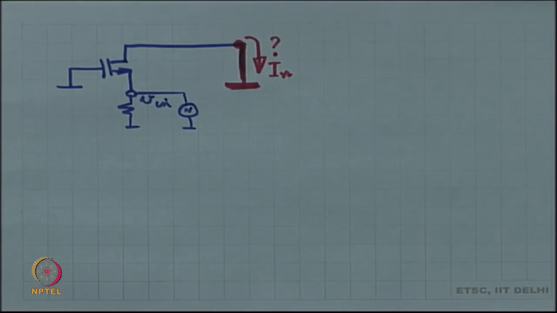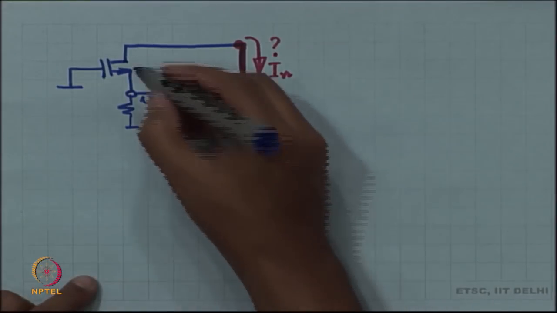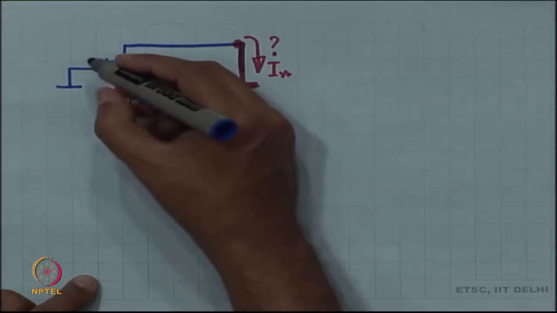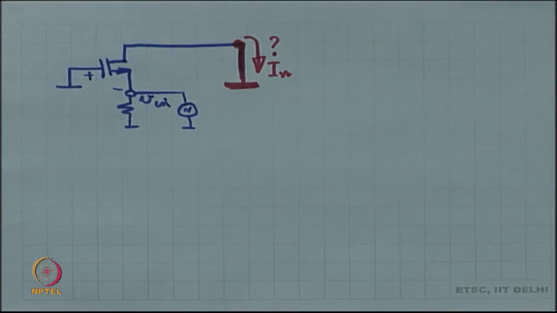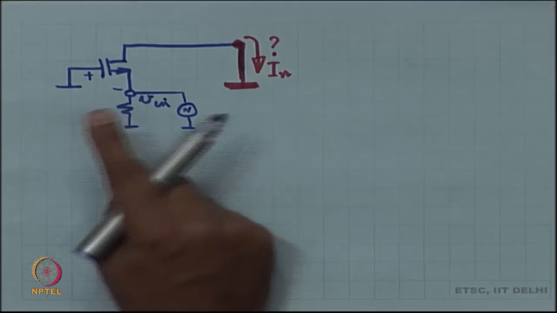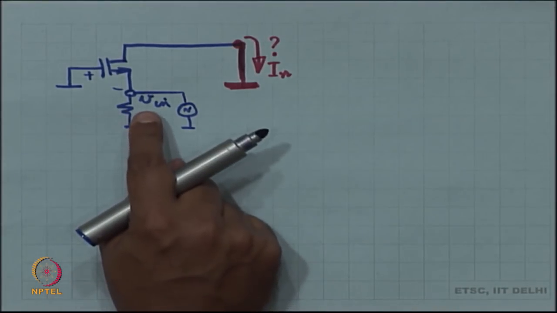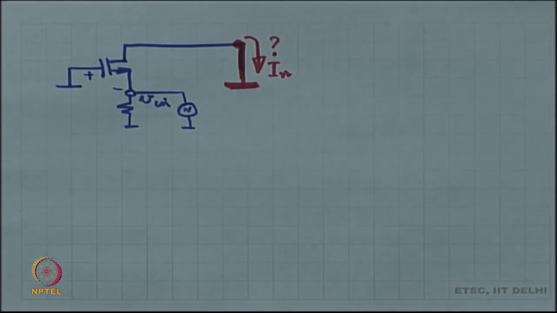So, to start with, what is VGS? Gate is at 0 volts, source is at V in. So, VGS is minus V in. Is that correct? Is it understood? Gate is at 0, source is at V in. So, V gate to source is minus V in.